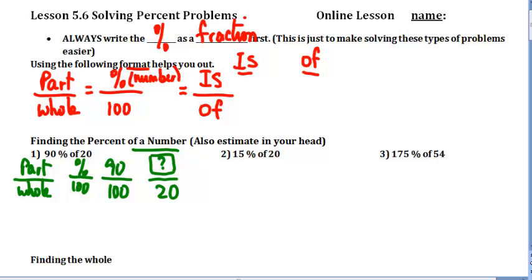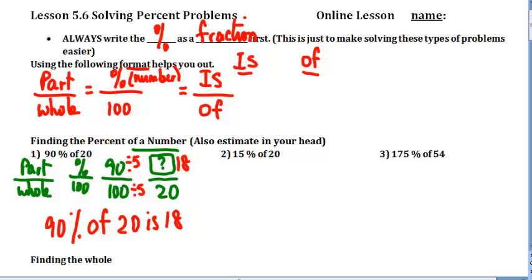Okay, and now I know that 100 is divided by 5 to get the 20, so equivalent fractions, I do the same. I end up with an answer of 18 because 5 goes into 90 18 times. So 90% of 20 is 18. That's my final answer. Let's do the next problem. In this case, they are asking me for 15% of 20. So I know that my answer is going to be less than 4 because a fourth or 25% of 20. So that's how I'm going to check in my head.